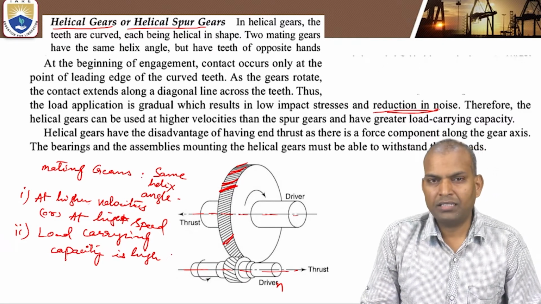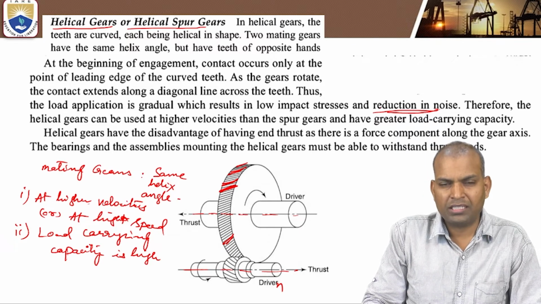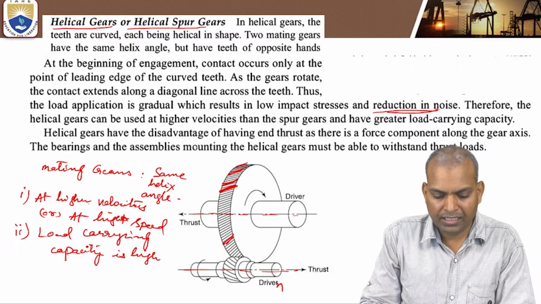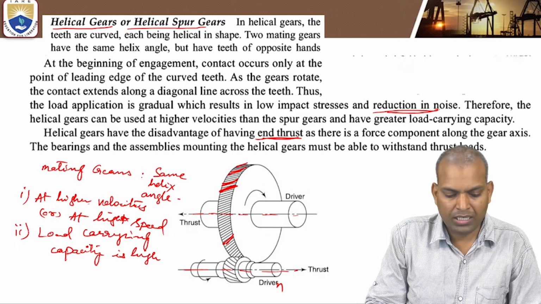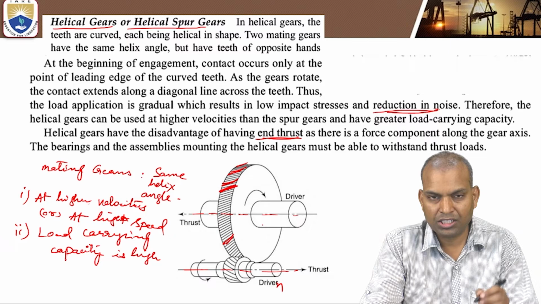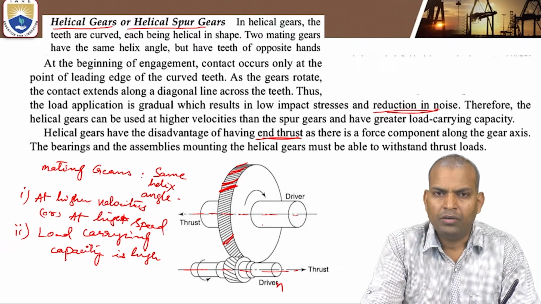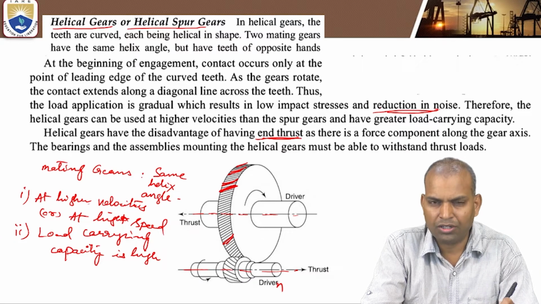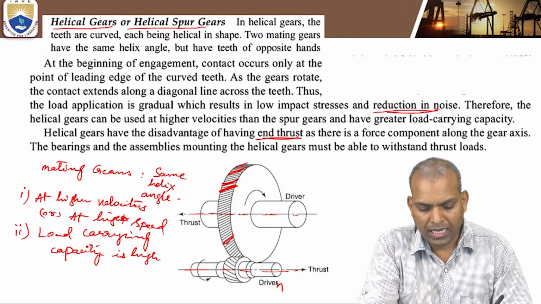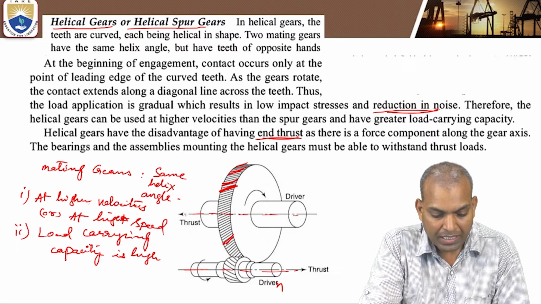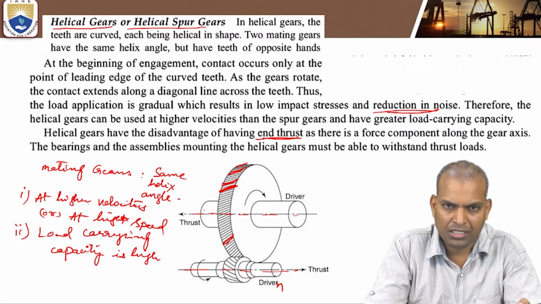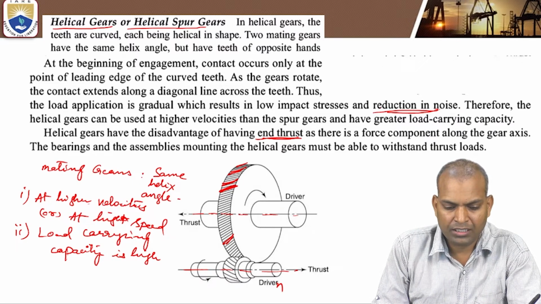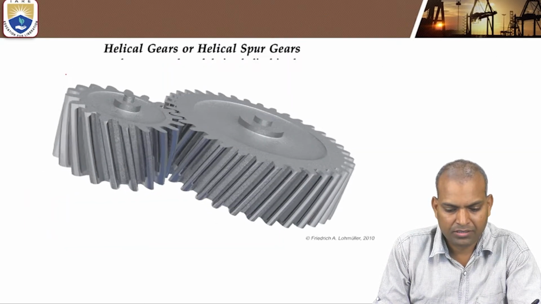One disadvantage of these gears is that end thrust will be high. End thrust acts along the gear axis, and more end thrust takes place on the teeth. Here the teeth are inclined, not straight horizontal. One more thing is that more torque can be transmitted in comparison to spur gears. So these are the types of helical gears.